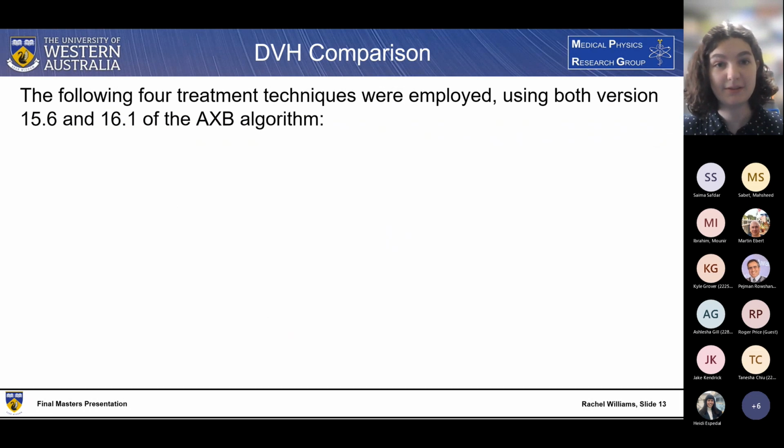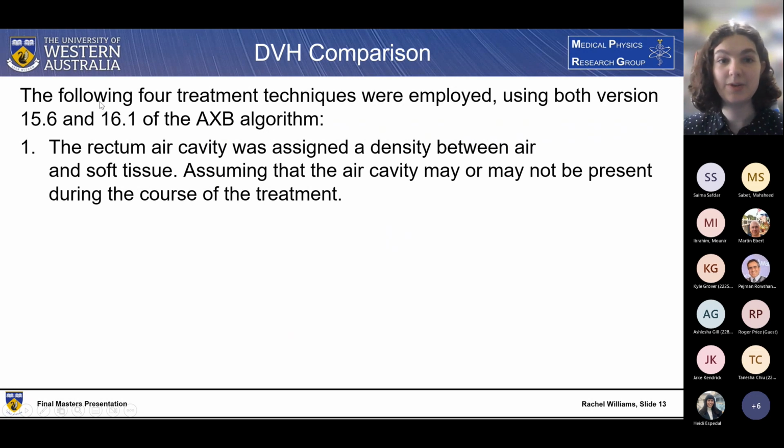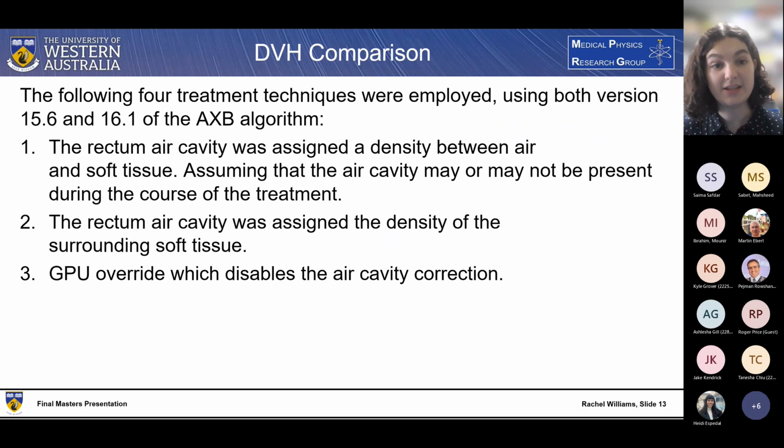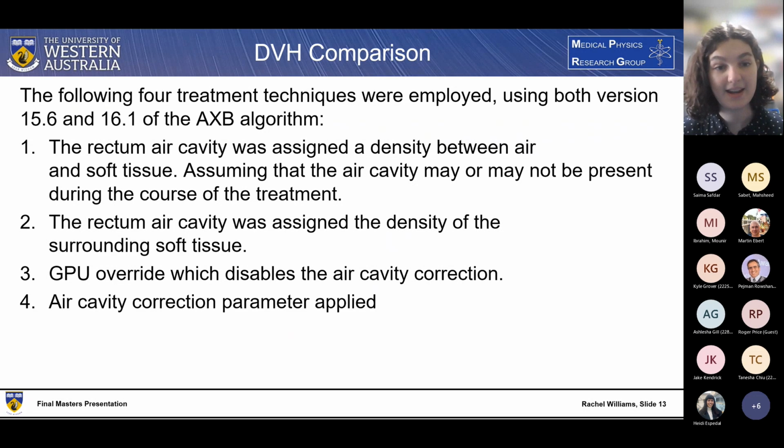The following 4 treatment techniques were employed, and the dose was calculated using both version 15.6 and 16.1 of the XB algorithm. The first technique was to assign a density between air and tissue for the air cavity, which assumes that the air cavity may or may not be present during the course of the treatment. The second was to assign the air cavity the density of the surrounding soft tissue. Then the GP override was used, which disables the air cavity correction parameter. And lastly, the air cavity correction parameter was applied.